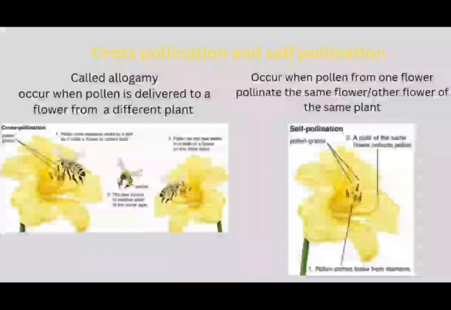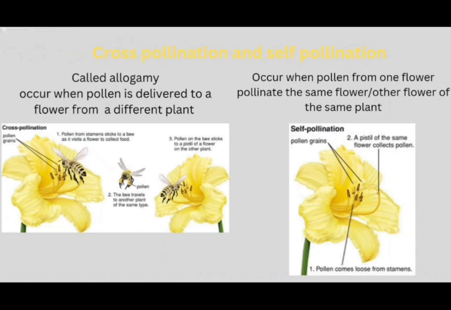Cross-pollination, called allogamy, occurs when pollen is delivered to a flower from a different plant. Self-pollination occurs when pollen from one flower pollinates the same flower or another flower of the same plant.